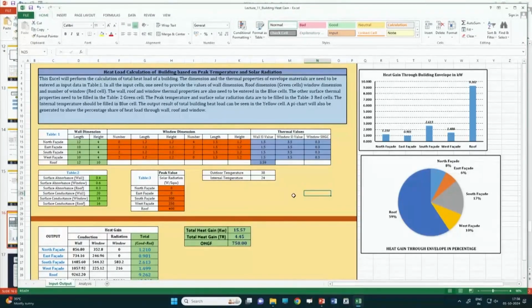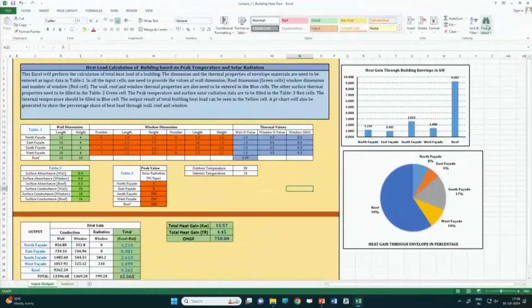So, this is a very interactive chart and you can actually use it. I will send this chart through our discussion forum. Suppose in this particular case you decrease the internal temperature. Suppose the internal set point temperature is 20 degrees, you are comfortable with 20, not 24 degrees. So, what is going to happen? Will the total heat load increase or decrease? The total heat load will increase.